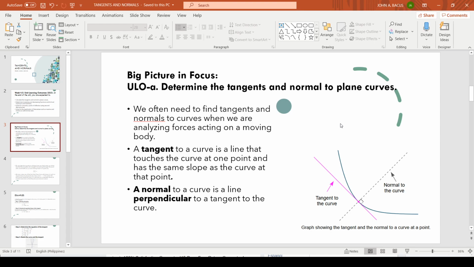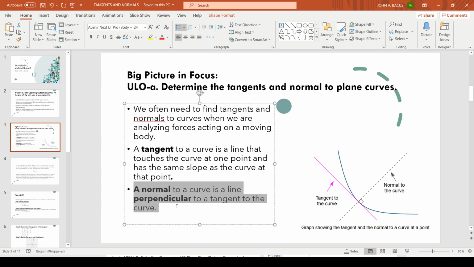Okay, so let's say for example, this is our equation for the curve here and you're asked to get the tangent equation. So this pink line here is the tangent to the curve, and the normal is the perpendicular to the tangent, which is the broken line here. So what is a tangent and what is a normal? A tangent to a curve is a line that touches the curve at one point and has the same slope as the curve at that point. While a normal, as I've said earlier, is a line perpendicular to a tangent to the curve. Okay, so the broken line there.